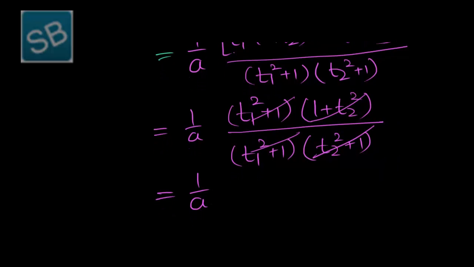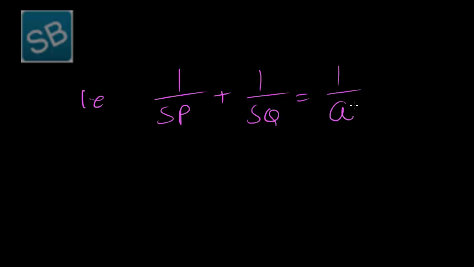That is, if SP is the distance between the latus rectum or focal chord's one end point and the focus, and SQ is the distance between the focus and the other end of the latus rectum or focal chord, then by taking the reciprocals of the distances and their sum, it is equal to 1 over a. That is, 1 over SP plus 1 over SQ is equal to 1 over a, if a is greater than 0.